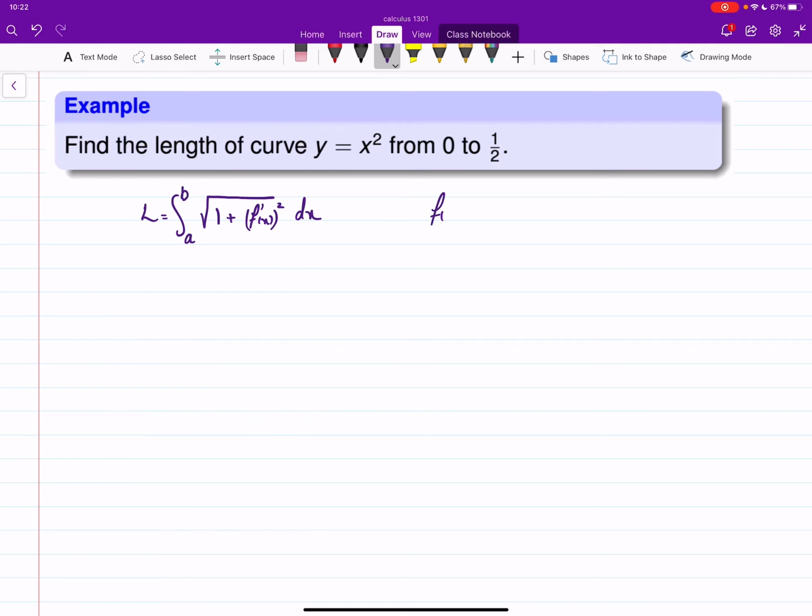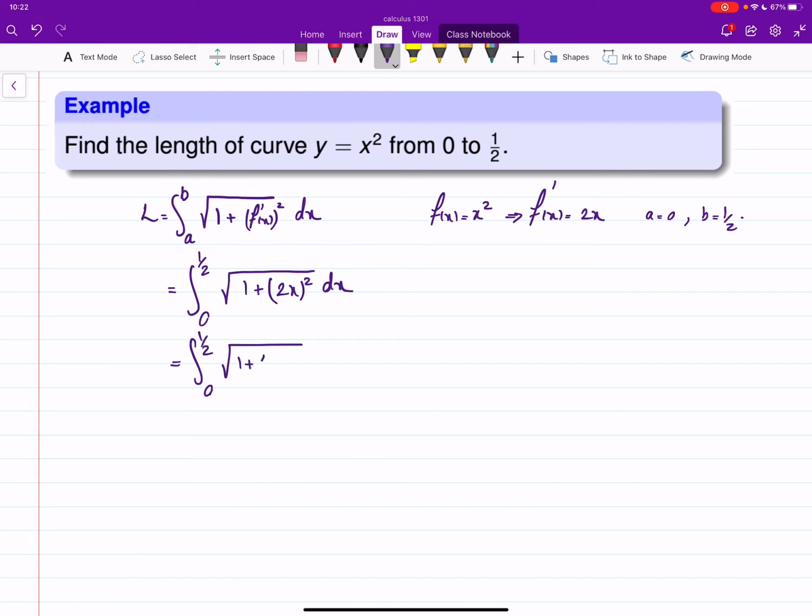Here in this case, the function is x squared, so its derivative is 2x. It's a continuous one, so we can apply the formula. A here is 0 and b is half. So the integral which gives us the arc length is 0 to half of square root of 1 plus (2x) squared dx. And this is 0 to half of root 1 plus 4x squared dx.